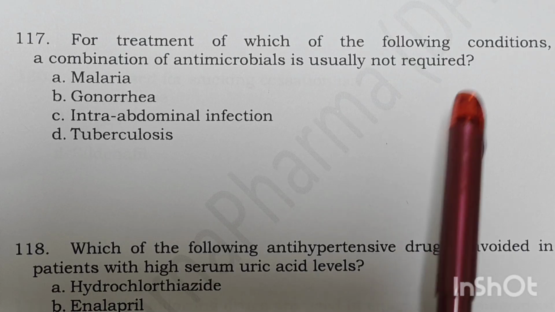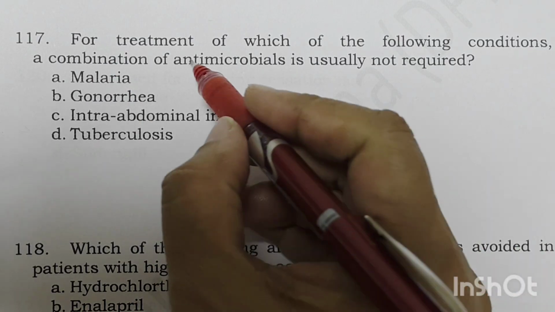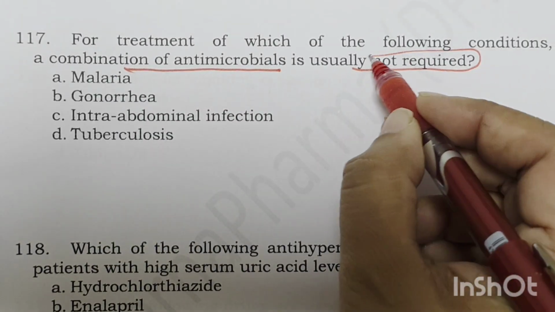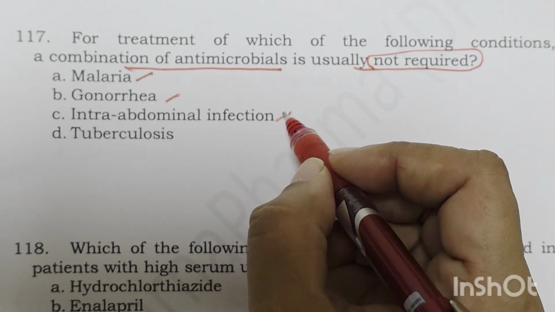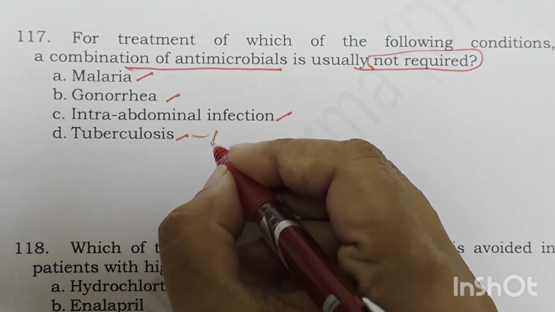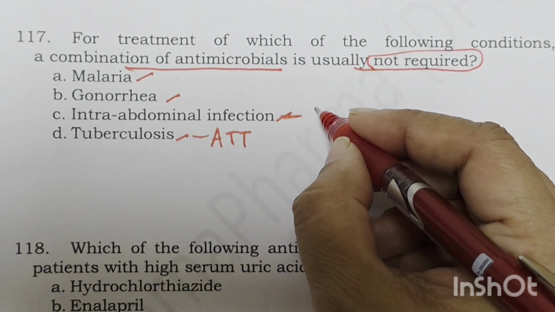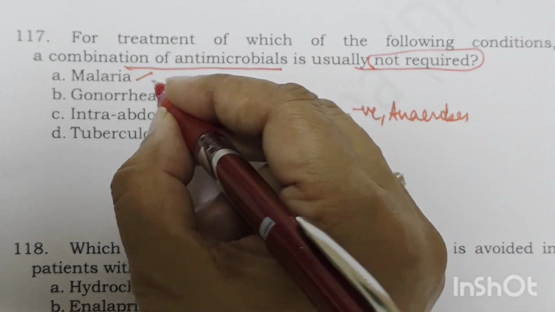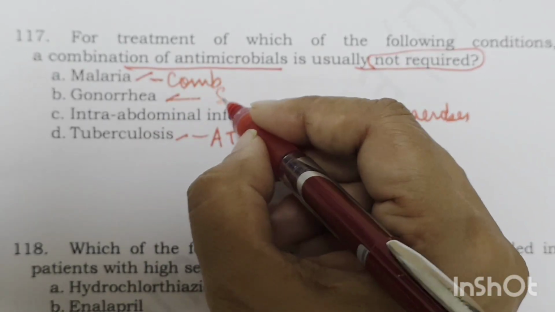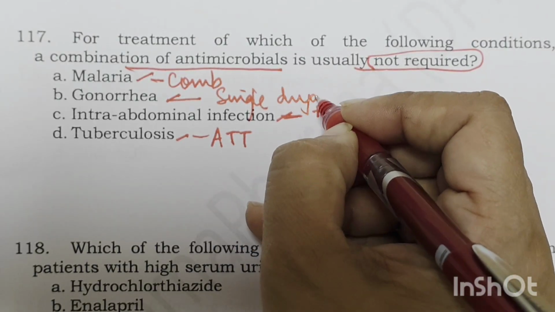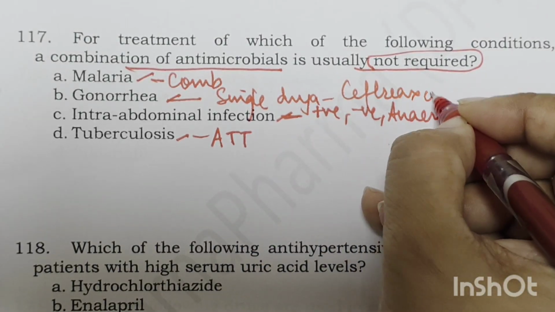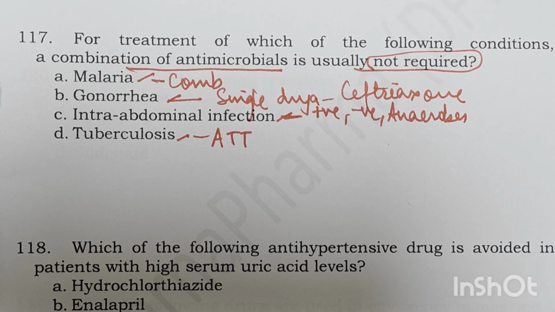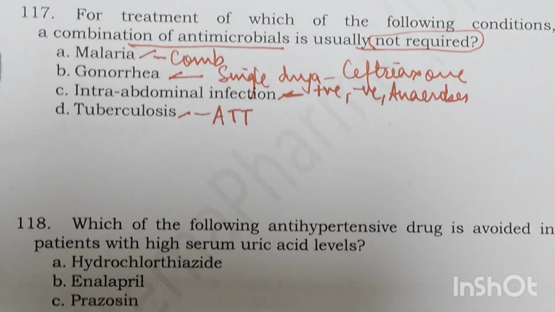For treatment of which of the following conditions a combination of antimicrobials is not required? Malaria, gonorrhea, intra-abdominal infection, tuberculosis. See, tuberculosis we use ATD, that is a combination. Intra-abdominal infection में we use gram positive, gram negative, and anaerobes. इन सब का हम combination लेते हैं. Malaria में we use a combination. Gonorrhea is one single drug which is ceftriaxone is used in gonorrhea. So gonorrhea is the disease where we don't use a multi-drug combination.